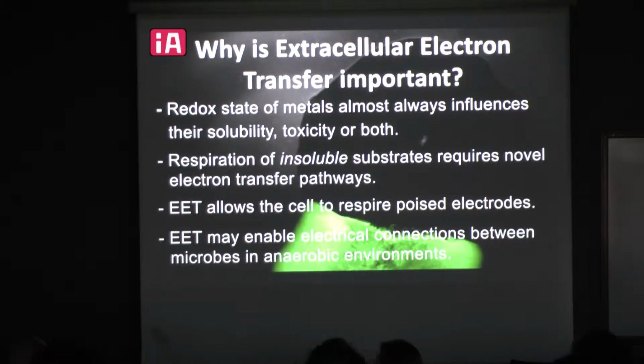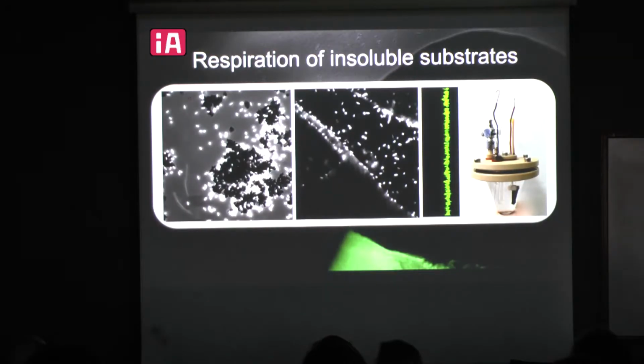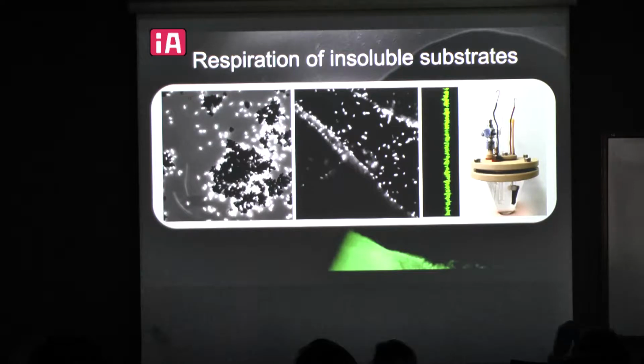Extracellular electron transfer may enable electrical communications between microbes in anaerobic environments. And when we get to that section, I'll explain a little bit more about why that's interesting. So here are some of the different insoluble substrates. I showed you iron and manganese already. In these little bioreactors, this is a 3-electrode bioreactor where this little piece of graphite here is being poised at whatever redox potential we want. We can make it match manganese or make it match iron.